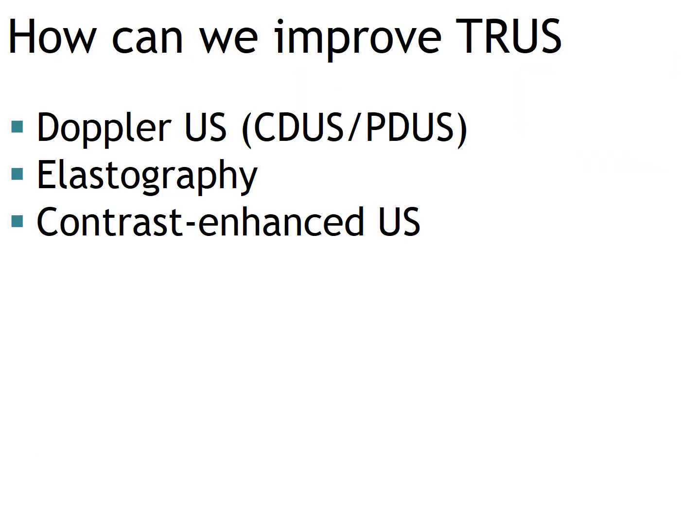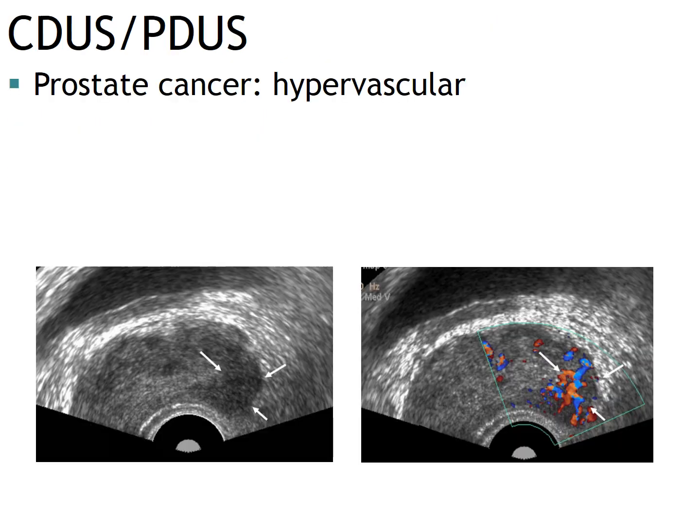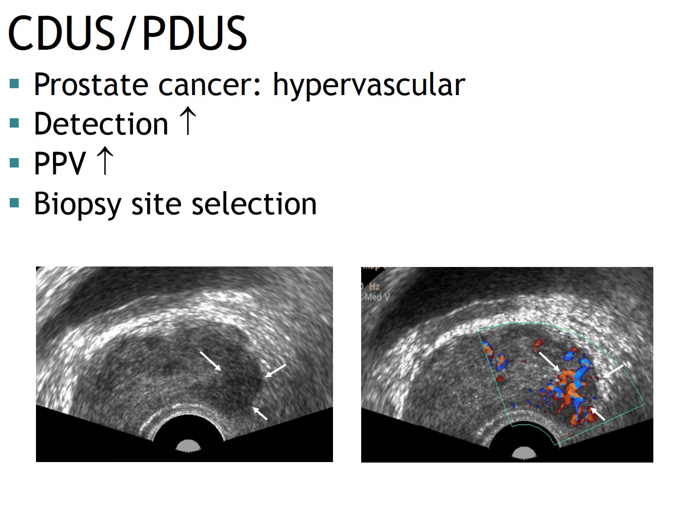Then, how can we improve transrectal ultrasound in prostate cancer detection? In addition to grayscale, we can use Doppler ultrasound, color or power Doppler. We can use elastography, and we can use contrast-enhanced ultrasound. Because prostate cancer lesions are usually hypervascular like this case, with Doppler ultrasound, we can improve detection, improve positive predictive value, and improve biopsy site selection.